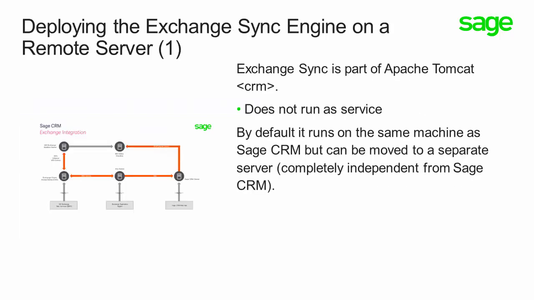Now, the last thing that I want to consider is something that we've touched on now a few times, which is the idea of deploying the Exchange sync engine to a different remote server. Remember, this is going to be a web app. This is part of Apache Tomcat, and so it's not a service that simply runs. It's got to be set up. Normally it's on the same machine as the Sage CRM itself, but it could be moved to a separate server completely independently from Sage CRM.